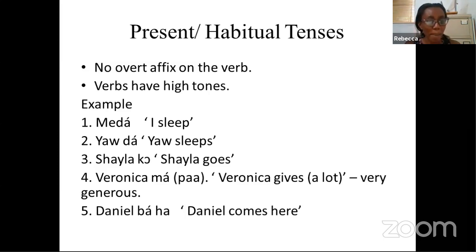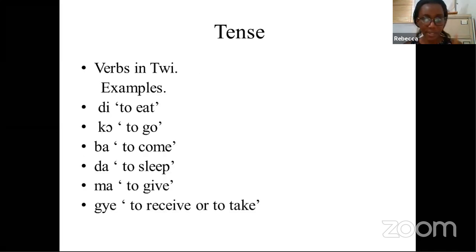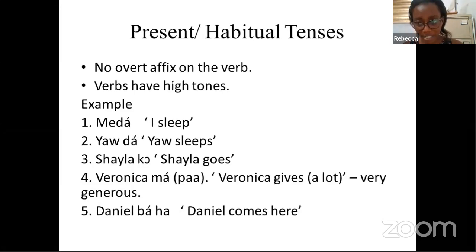So the first example is me da. Me da here is I sleep. So we have the verb da, as we saw earlier, to sleep. Now we're going to use it to form our sentence. So me means I. We'll be learning pronouns very soon. So if I want to say I sleep, so simple. Just add the pronoun me and add the verb da and get me da, which means I sleep. So simple.